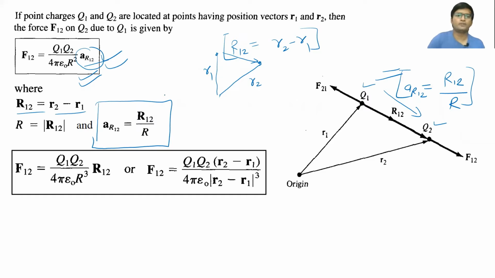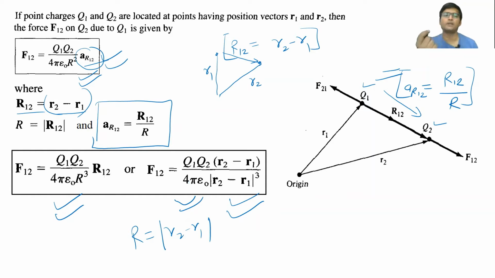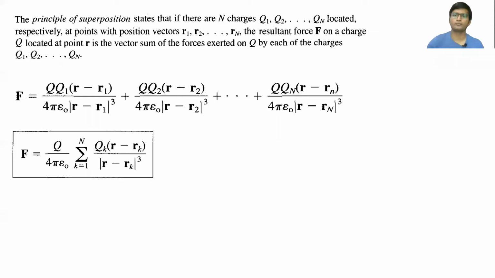If we put these things into this formula, we will get the force on charge q2 due to charge q1 is given by this. I have replaced this r12 with r2 minus r1. So finally we will get this thing here. Basically the magnitude R was nothing but the modulus of r2 minus r1, right? So this is what is written here. We will use this formula in further calculations for various examples using vectors.